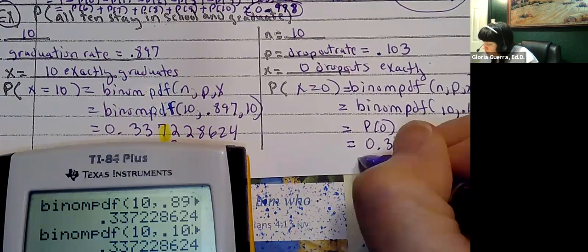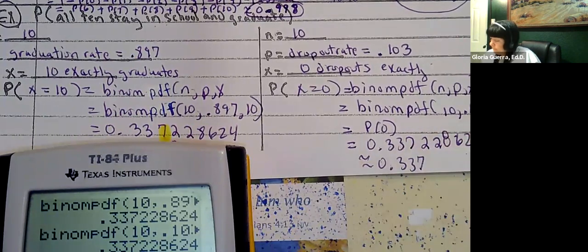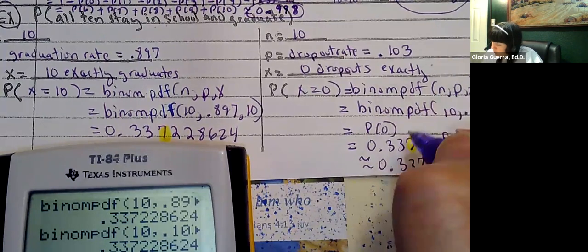And when you round that to the thousands, tens, hundreds, thousands. Look at the number to the right. Is that 5 or more? Nope, it's a 2.